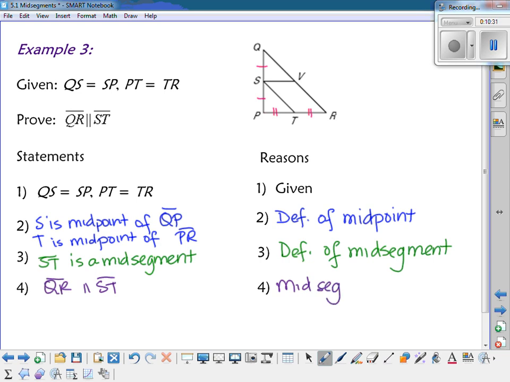So in order to use this in a proof, you need to first say that it is a midsegment, and then you can say it's parallel to the third side.